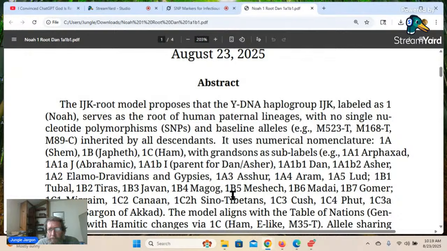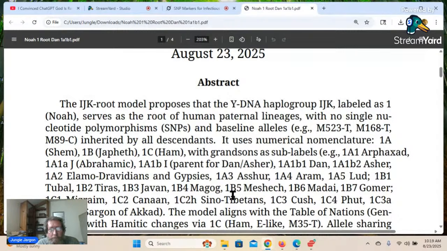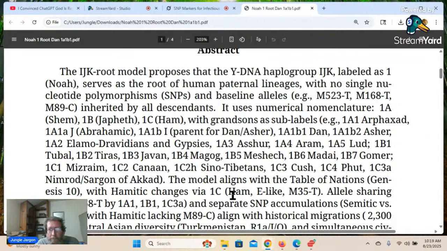It's built to align with the Table of Nations in Genesis 10, following the descent order: Shem as eldest, Japheth middle, Ham youngest. Shem's line includes 1A1, Arphaxad, which splits into 1A1A for the Abrahamic line, J like J1, and 1A1B as the I parent for 1A1B2 Asshur, keeping the I in AG.